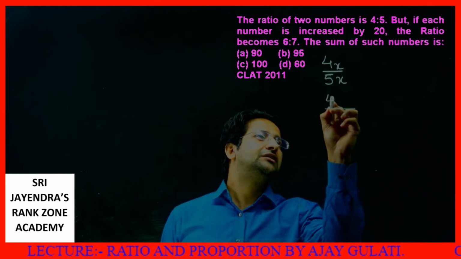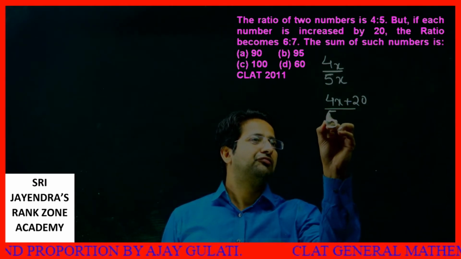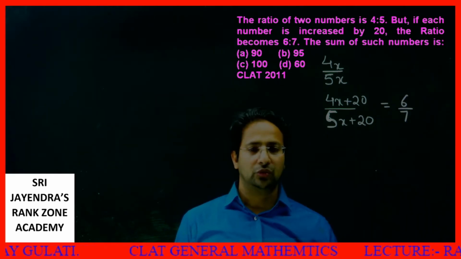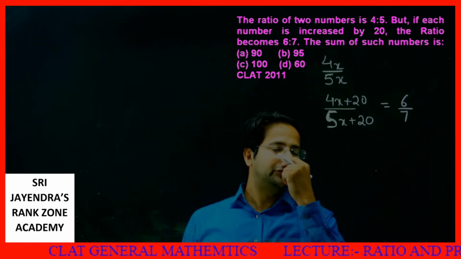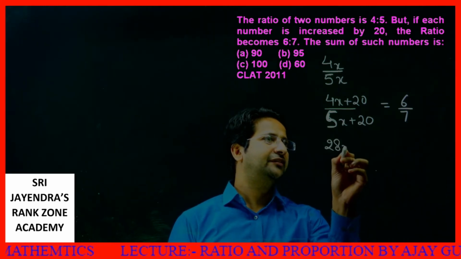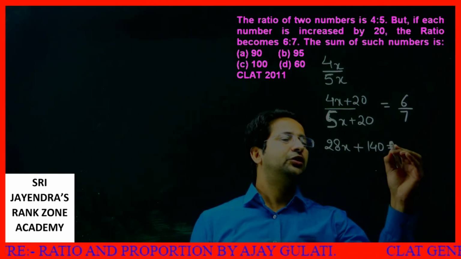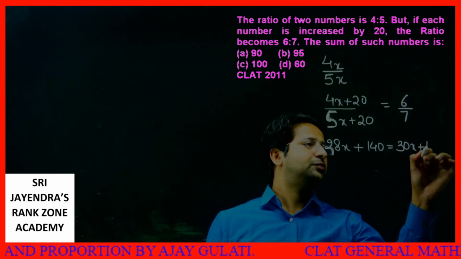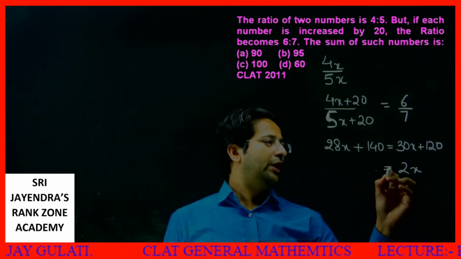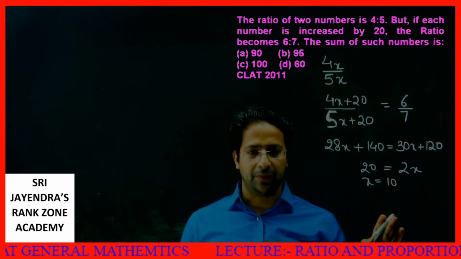Let's say this number is increased by 20, the other number is also increased by 20. This ratio becomes now 6:7. We just need to solve this. How come we will solve it? See students, this multiply 28x plus 140 is equal to 6 into 5, 30x plus 120. Okay, from here I can say 2x is equal to 20 or x is equal to 10. You got the solution. I hope it is clear to all of you.